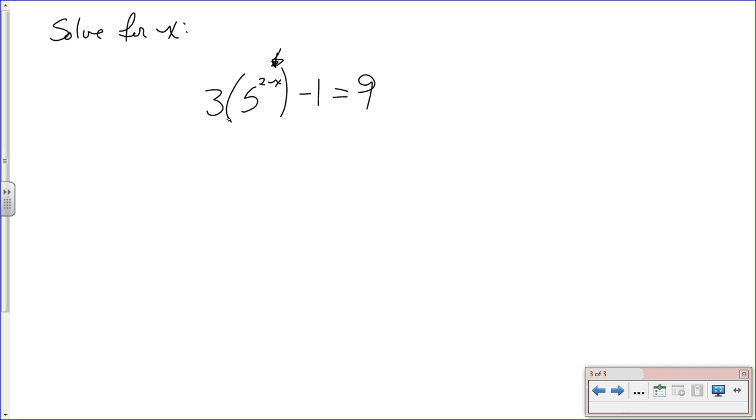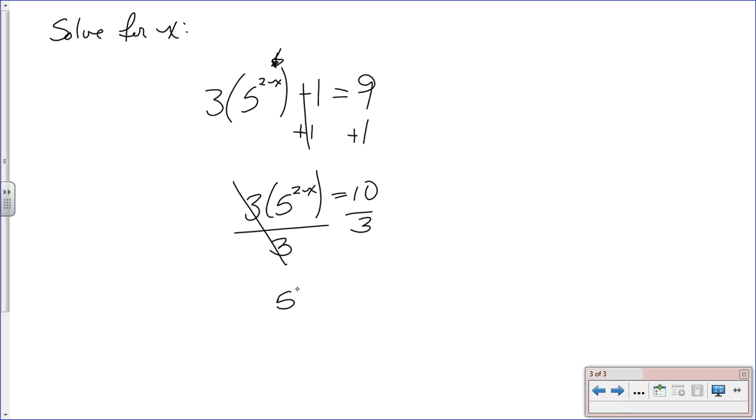Well, first thing we need to do is get rid of everything else on this side and leave just the 5 raised to 2x. So add 1, add 1. So 3 times 5 raised to 2x equals 10. Divide off the 3 now. So 5 raised to 2x equals 3.3333 repeating. I would recommend leaving it as a fraction.